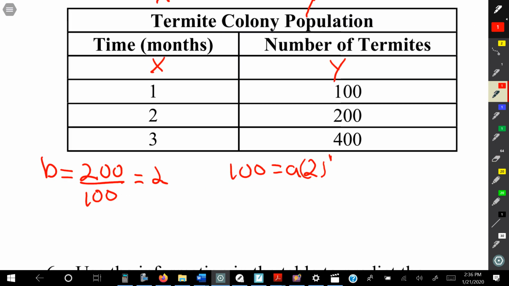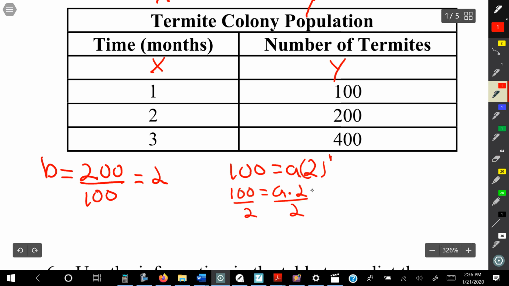And I'm just going to solve for this. So that I got 100 is equal to a times 2 to the 1, which is 2. And now to solve for a, I just divide by 2 on both sides, and a is equal to 50. So I know what a is. A is 50.